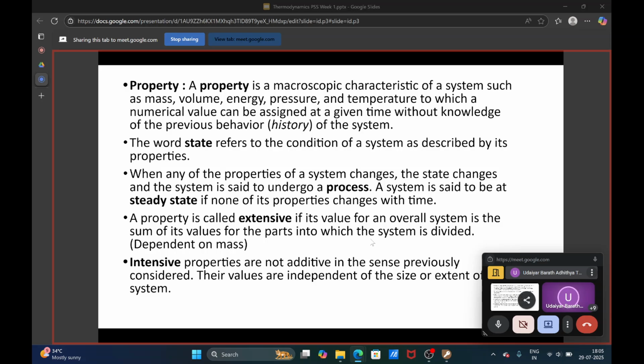Then you come across something called property. So what is property? A property is a characteristic of a system. Like every person has a name to define them, a system has some characteristics to define it. So that is a property, and examples include mass, volume, energy, pressure, and temperature. Any system or state can be defined using these properties.